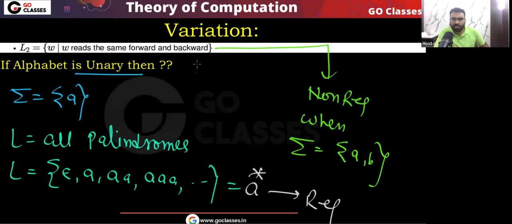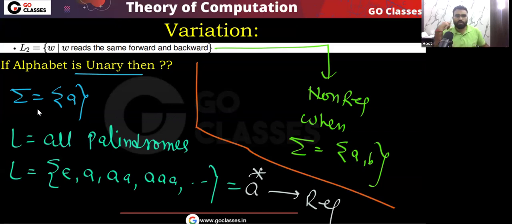Please tell me. So understand, in the GATE exam, first you understand the language. Did you understand this? Remember, if your alphabet is unary, if your alphabet is A, then every string is a palindrome. Yes or no? So the language is A star, that is regular.